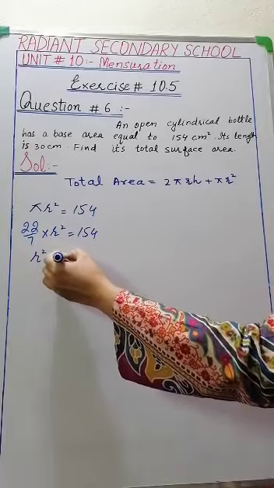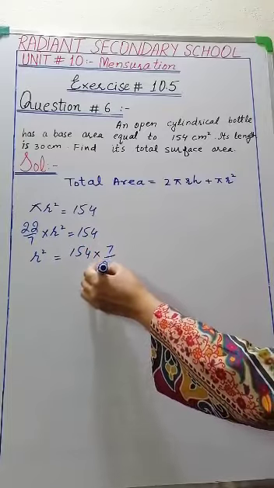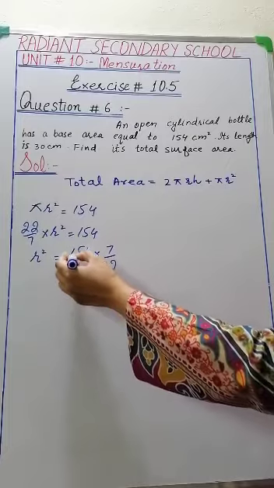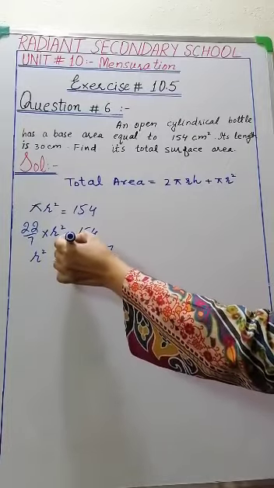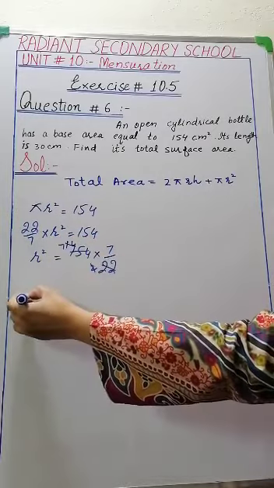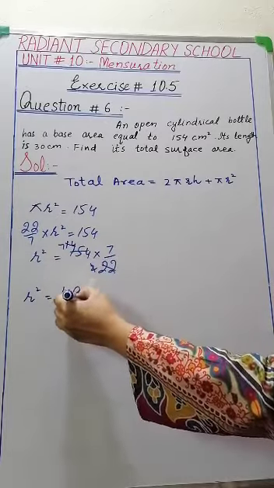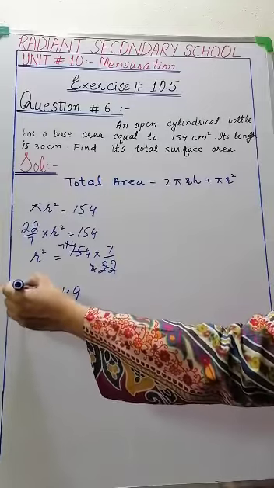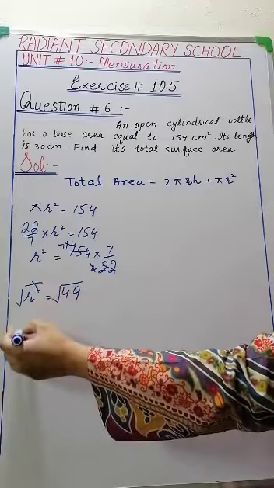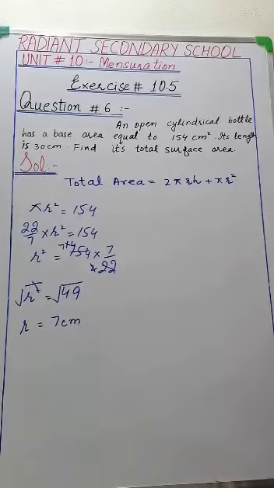22 by 7 will shift to the other side and we will take its reciprocal, 7 by 22. Now do the simplification. 11 twos are 22, 11 ones are 11, 11 fours are 44, 2 ones are 2, 2 sevens are 14, and r square is equal to 7 into 7, that is 49. To find the value of r, we will take square root on both sides. So r will be equal to 7. So the radius of this bottle is 7 centimeter.